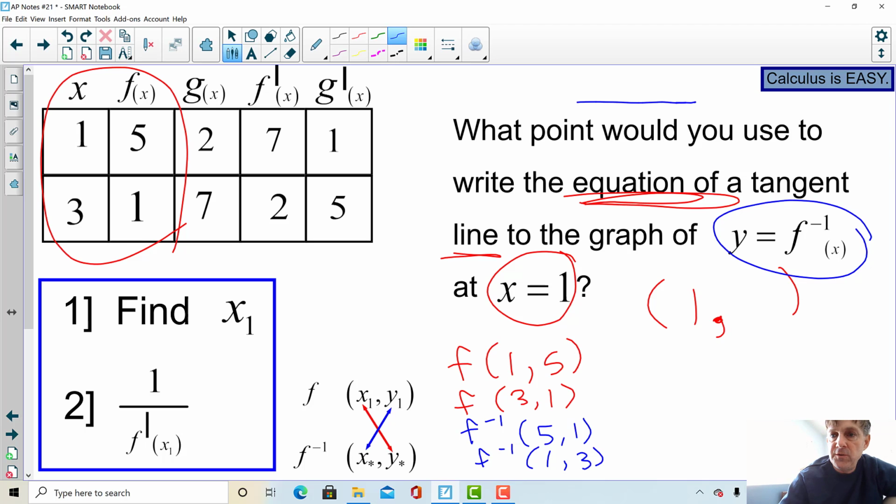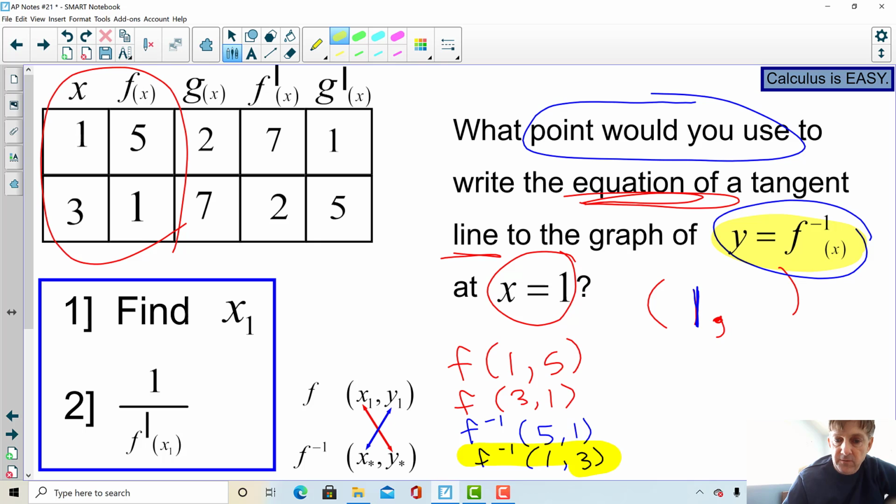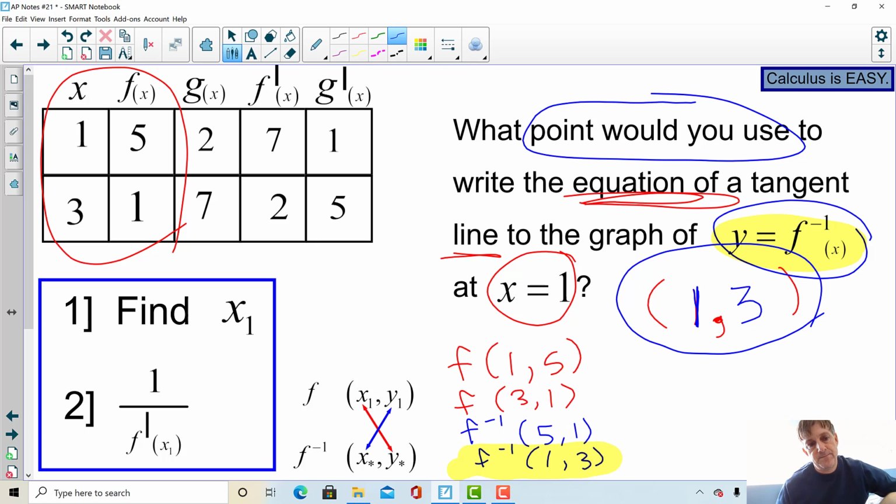So what point would you use? Well, we know we need the point when x is 1, and the point is on the inverse. So this is the point we're looking for. This point belongs to f inverse, and when x is 1, you're getting a y value of 3. So because we're just looking for the point, that's the point 1 comma 3.